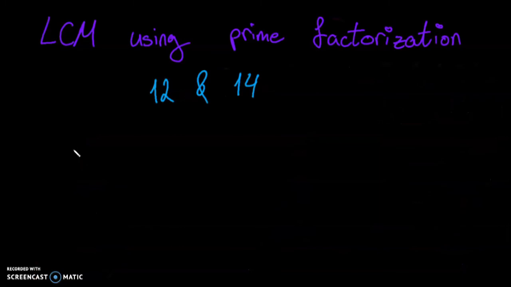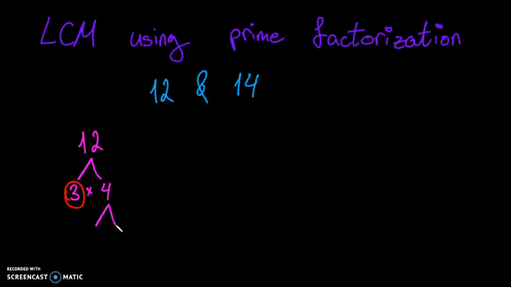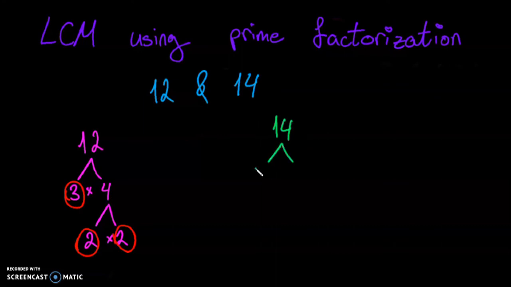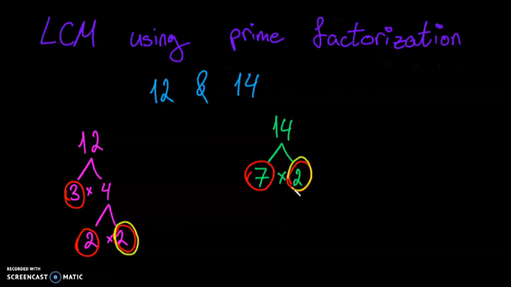Let's try to find the LCM of 12 and 14. So 12 is 3 times 4. 3 is a prime number. 4 is 2 times 2. And 2 is prime. And now 14. 14 is 7 times 2. 7 is a prime number. 2 is also a prime number. The next step is to take the numbers that are the same. So we have 1, 2 here and 1, 2 here, and that's it.